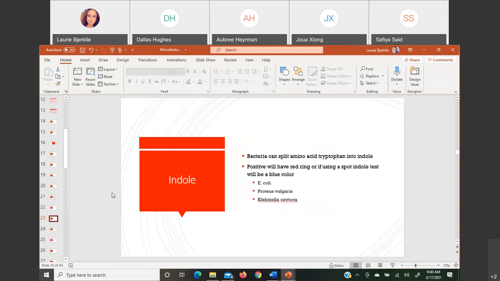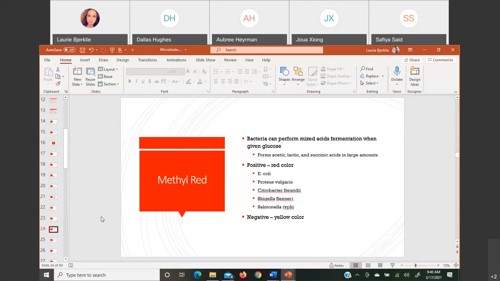The ones that are very much indole positive, thank God there's only really three that you have to memorize here. E. coli, a huge, huge characteristic for E. coli to be indole positive. That one you should definitely remember. Proteus vulgaris, and then Klebsiella oxytoca. That will help separate from the other big Klebsiella, which is Klebsiella pneumoniae. That one is negative for indole. So indole can help separate between Klebsiella oxytoca versus Klebsiella pneumoniae, because those are two of the bigger ones for Klebsiella. So those three are indole positive.